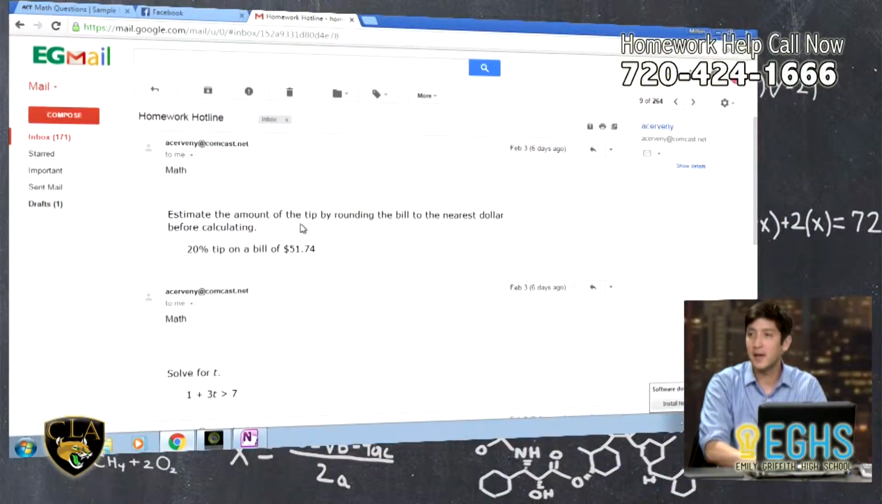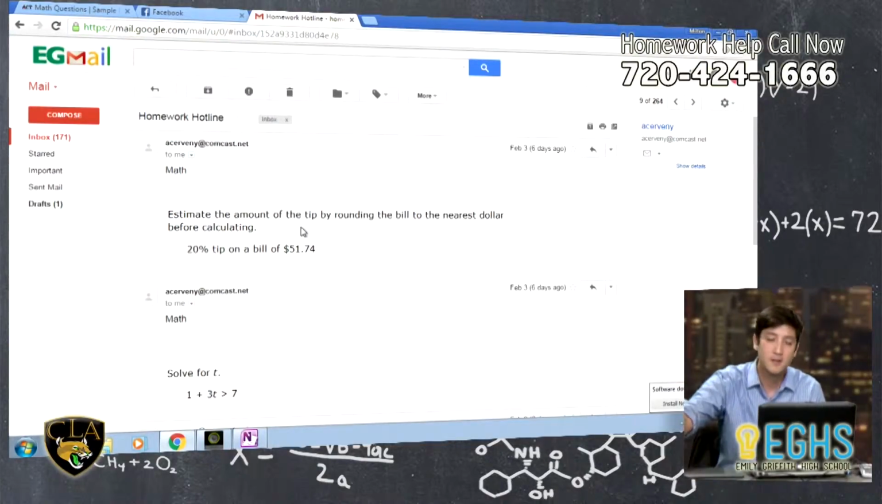All right, well, let's get a math question then. I got a couple on my screen in the email, so I can actually take this first one. And this is actually a pretty applicable problem. It's related to tipping. It says, estimate the amount of the tip by rounding the bill to the nearest dollar before calculating. Oh, I love this.